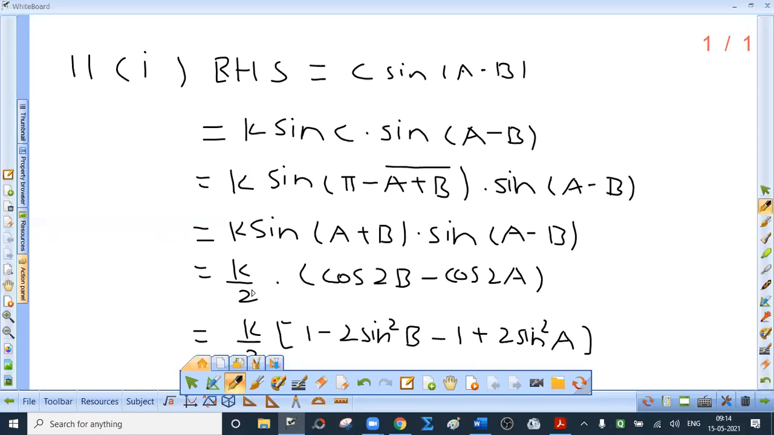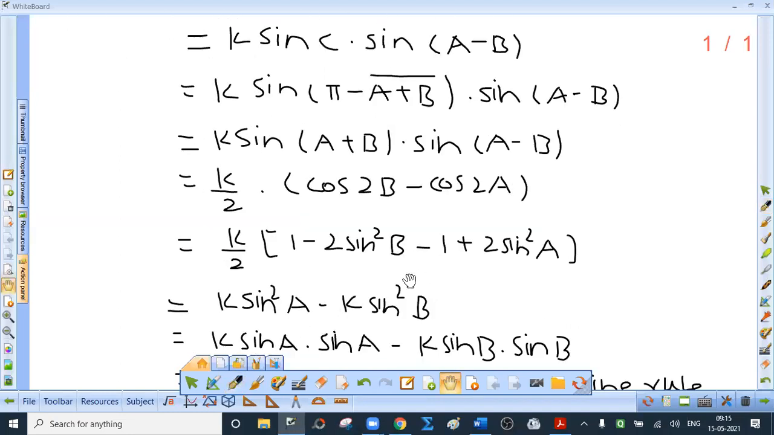Next step, k upon 2 into 2. Actually, you have to read between the lines. 2 sine of (A plus B) into sine of (A minus B). What is 2 sine A sine B? Cos of first minus second, minus cos of first angle plus second angle. So cos 2B minus cos 2A. But what is cos 2 theta? 1 minus 2 sine square theta. Is that clear? So rearrange the terms.